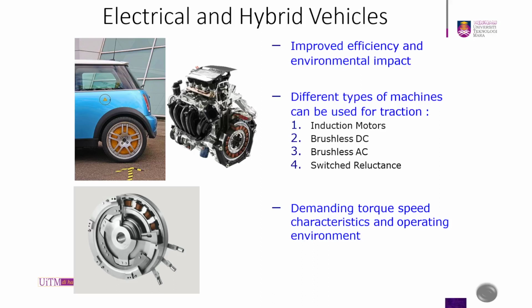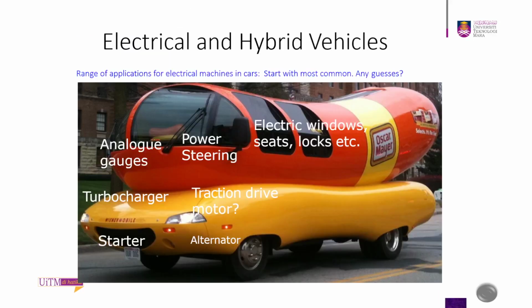Then we have a few types of machines that can be used for traction, for the motor of the car. The first ones are induction motors, brushless DC, as well as AC, and the switched reluctance motor. And there is a demanding torque speed characteristic and operating environment. So if you want to design, you need to look into the torque required, as well as the torque speed characteristic and the operating environment.